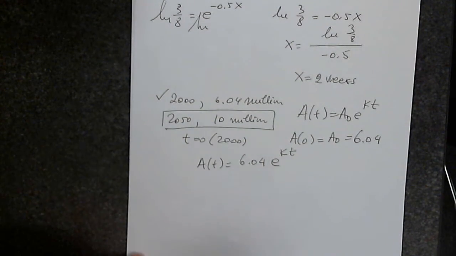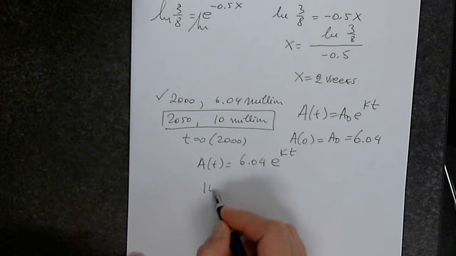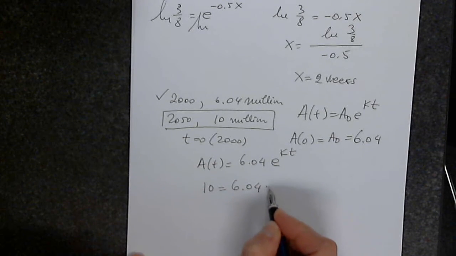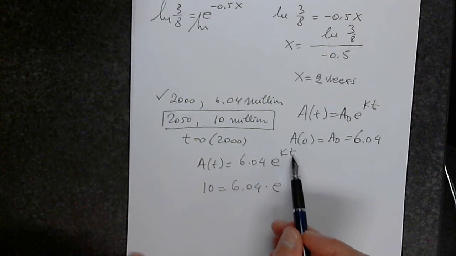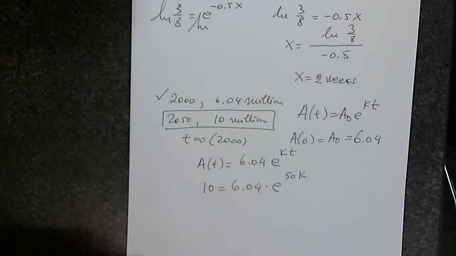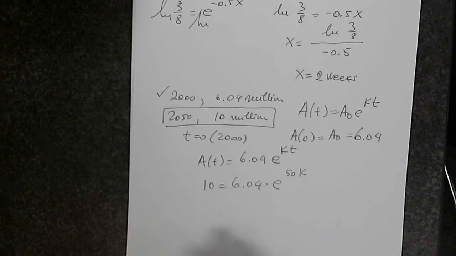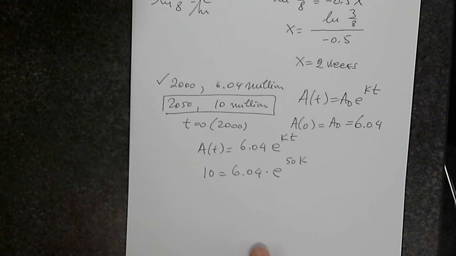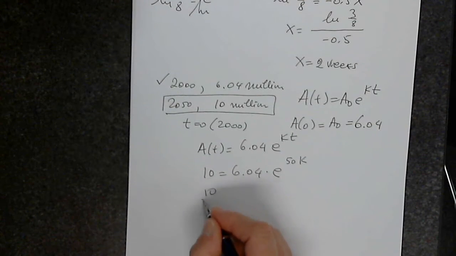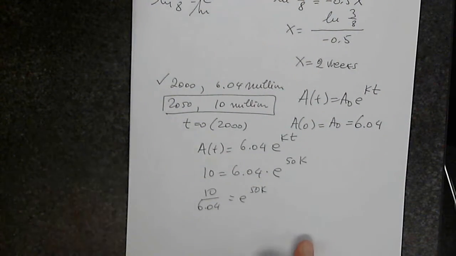How do I use this? A of t is 10 million, so 10 equals 6.04 times e to, when t is 50, 50k. Is this clear? Okay, what do you do next to solve for k? Right, so I have to write 10 divided by 6.04 equals e to 50k. What do I do next?